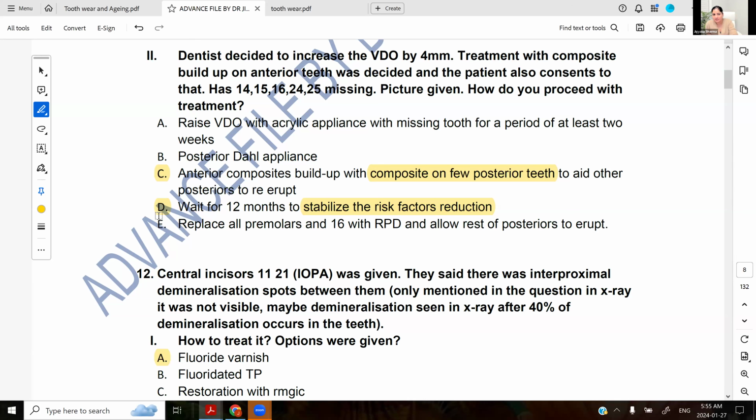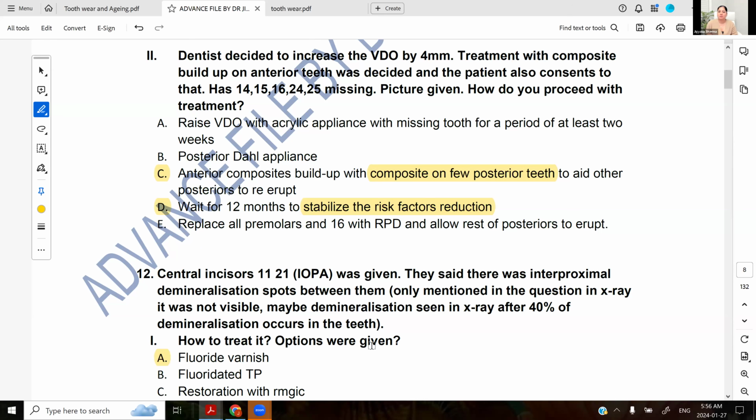I've highlighted this here because I wanted to emphasize to the students that if the 12 months wait was not given, stabilizing the risk factor reduction is of number one importance. Is that correct? As per all the management that we studied now, prevention and management and reducing the risk factors and the causing factors is the most important and mandatory step for all stages, all ages of the presentation of wear. Am I making full sense for everyone here?